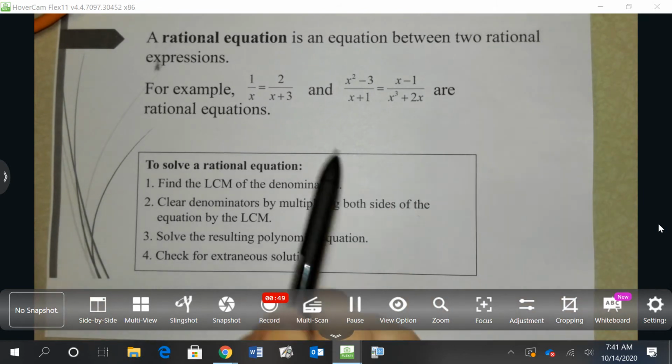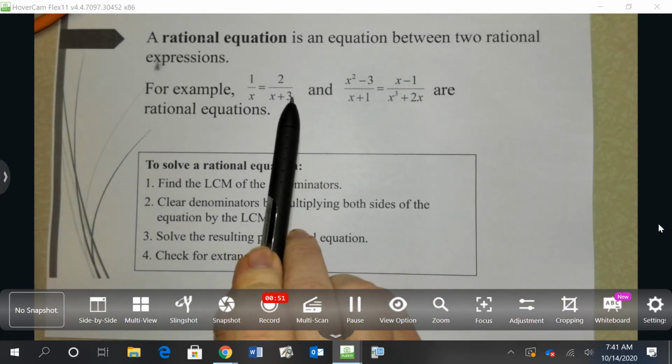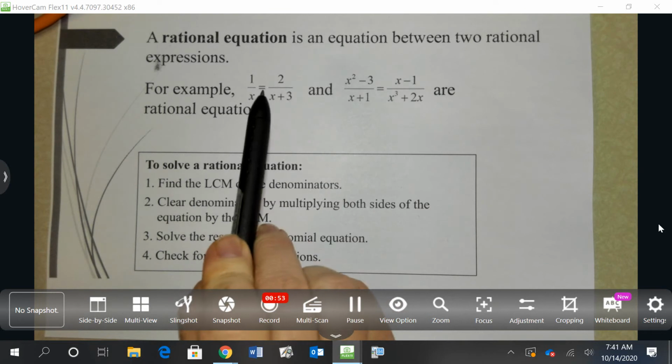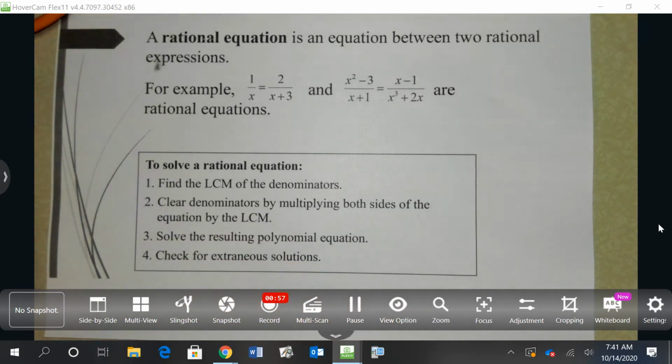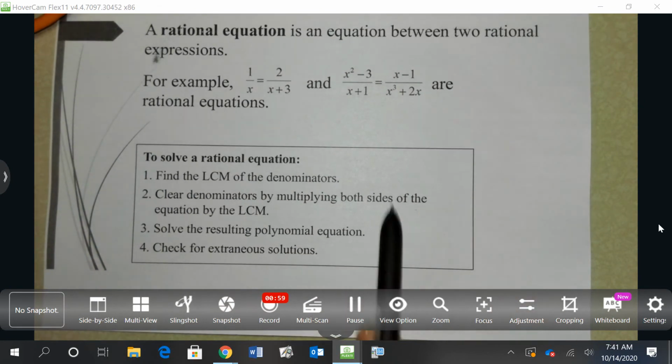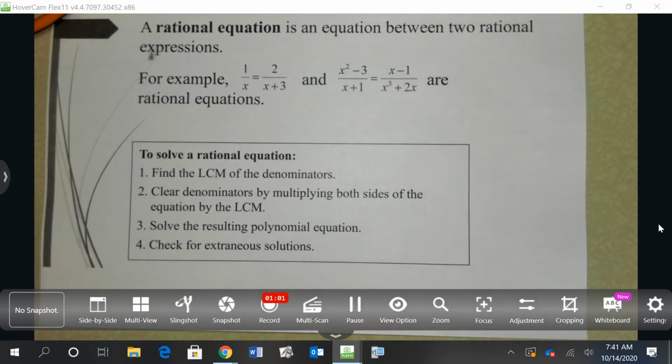So here's an example of what a rational equation looks like. It's two expressions that are set equal to one another, and then we are solving for a variable. Now, how can we do this? So this is like the detailed process. We first find the LCM, and then we clear the denominators, and we solve the polynomial equation on top, and then we always check for extraneous solutions.